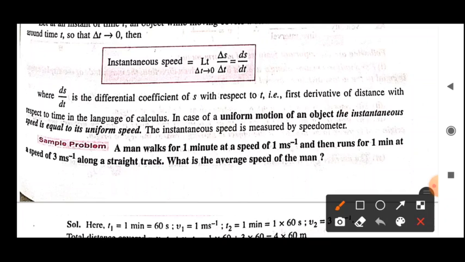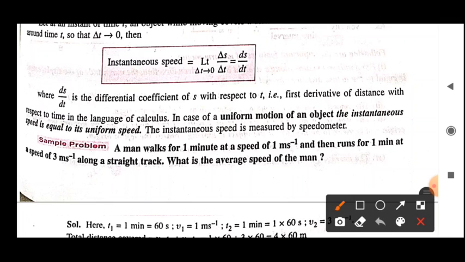So that is the differential coefficient of s, meaning distance with respect to t. So the first derivative of distance with respect to time is the language of calculus, you can say. Now in the case of uniform motion of an object, the instantaneous speed is equal to its uniform speed.